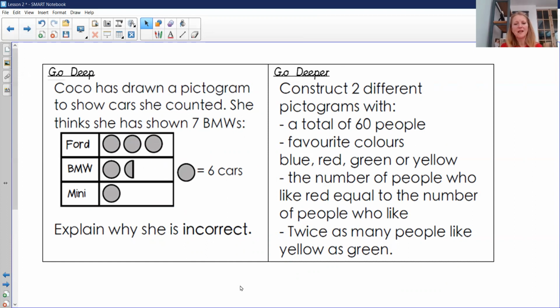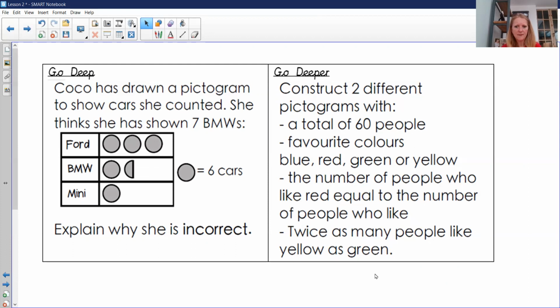And then the Go Deeper is another drawing activity today, another construct 2 different pictograms with a total of 60 people, their favourite colours, blue, red, green or yellow. The number of people who like red equal to the number of people who like, ooh, missing a word there, isn't it? The number of people who like red equal to the number of people who like, oh, must be one of the other colours. Twice as many people like yellow as green. Oh, that's really deep thinking, isn't it?